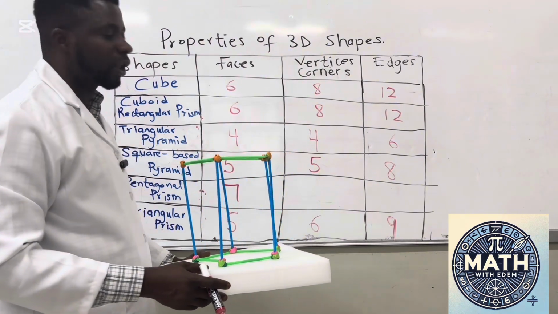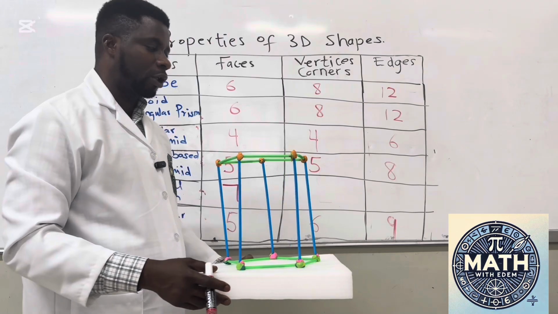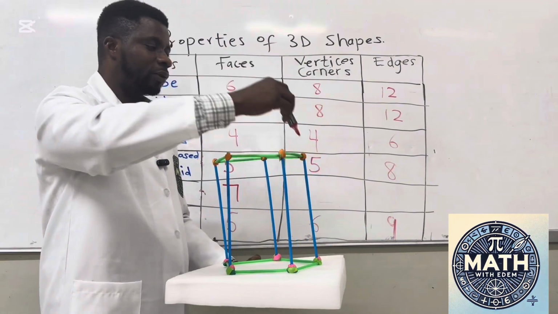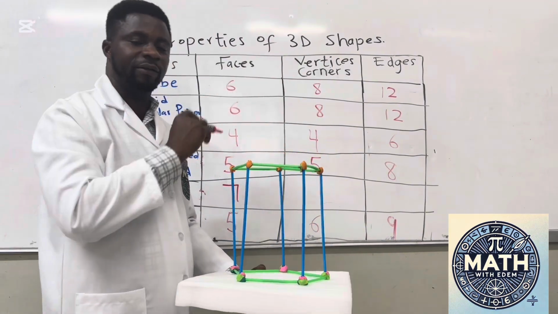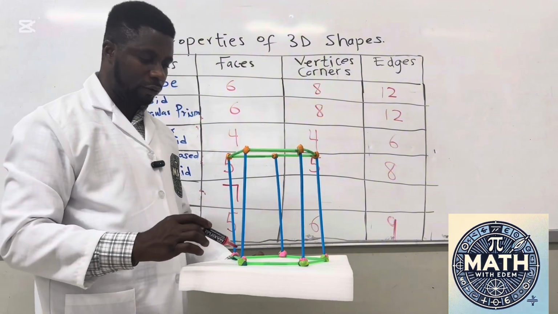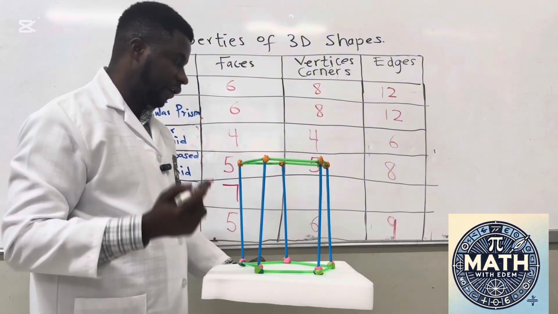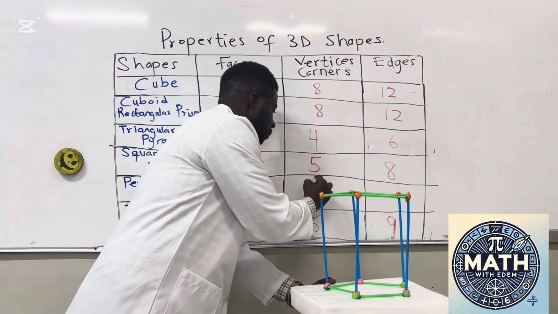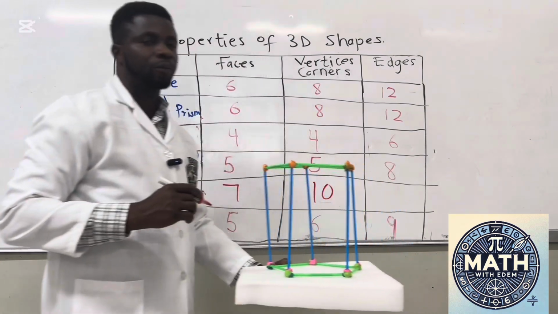Now let's come to the corners or the vertices. It's easy. Just count 1, 2, 3, 4, 5. 5 up and 5 down. 1, 2, 3, 4, 5. So we have what? 10.